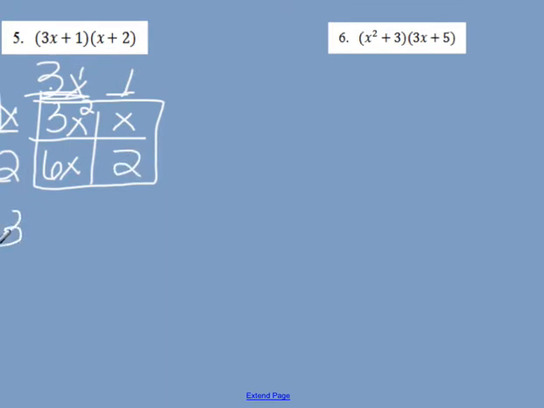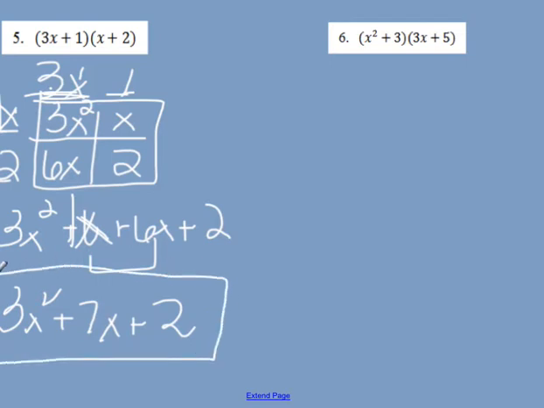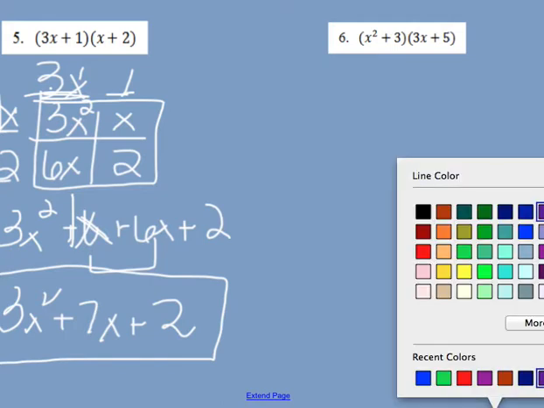So we're going to go ahead and write those terms out. Plus 6x, plus 2. So again, I want to combine those middle two terms. So I have 3x squared, this should be a 1x. 1x plus 6x is going to give me 7x, and then I'm going to add that 2. So 3x squared plus 7x plus 2 is our answer for number 5. Let's go ahead and let's take a look at number 6.